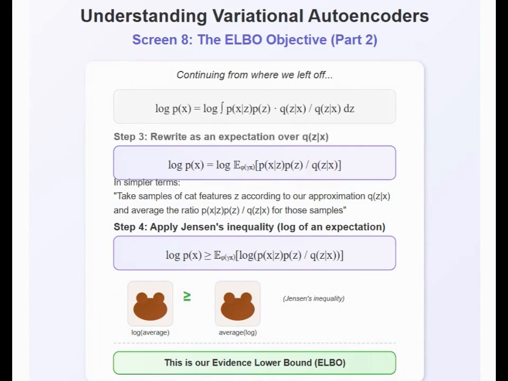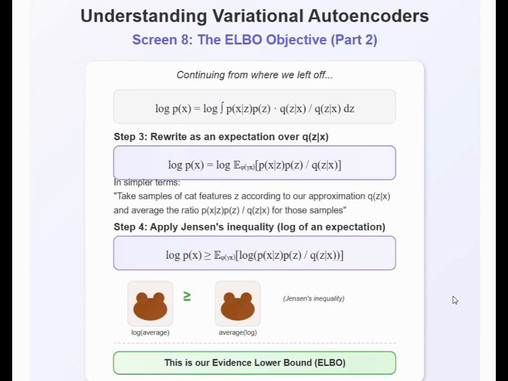What does this mean intuitively? We're averaging the ratio P(x|z) times P(z) divided by q(z|x) over different values of z, where these values are drawn according to our approximation q(z|x). For our cat example, this means we are averaging over different possible latent representations of our cat image, weighted by how likely each representation is according to our encoder model. Now comes the crucial step. In step 4, we apply Jensen's inequality, which tells us that the log of an expectation is greater than or equal to the expectation of a log.